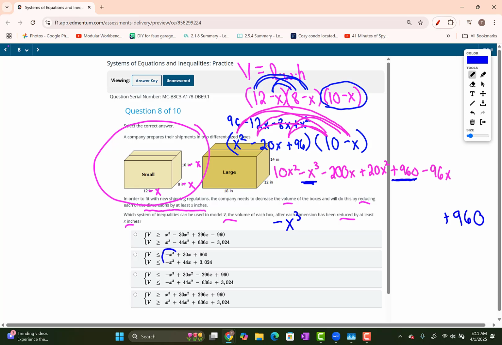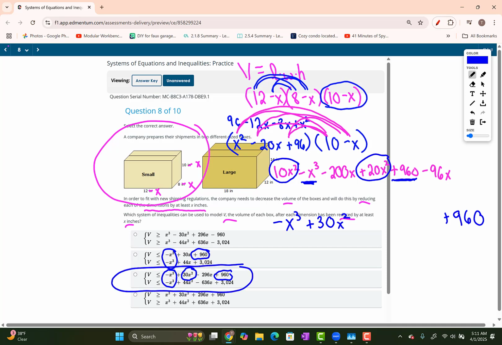Look at the answer choices. It has to be either this answer choice or this one, because these are the only ones that lead off with negative x to the third. And they both have a positive 960 at the end, so the 960 doesn't help us rule it further down. Now let's combine our positive 10x squared and our positive 20x squared. This does rule it down further. This gives us positive 30x squared. This one has a positive 30x squared. The one above it doesn't. So this should be the answer choice.